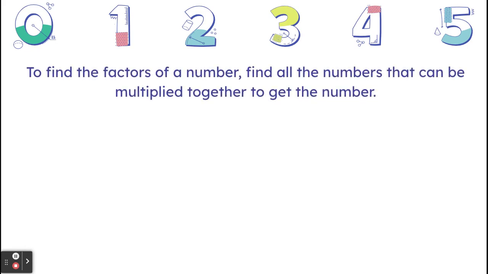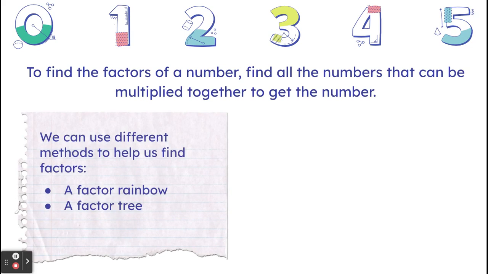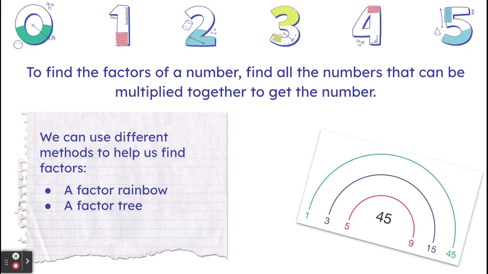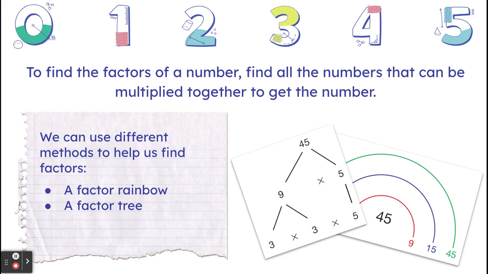To find the factors of a number, we need to find all the numbers that can be multiplied together to get that number. And we have a couple of different strategies that we can use. Today, we're going to review a factor rainbow and a factor tree.